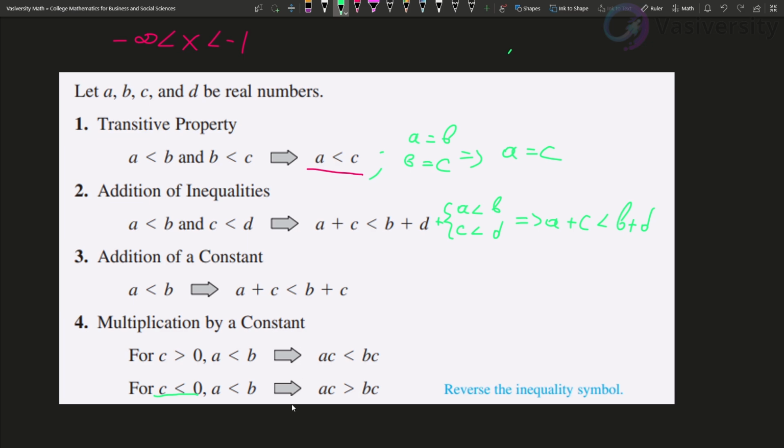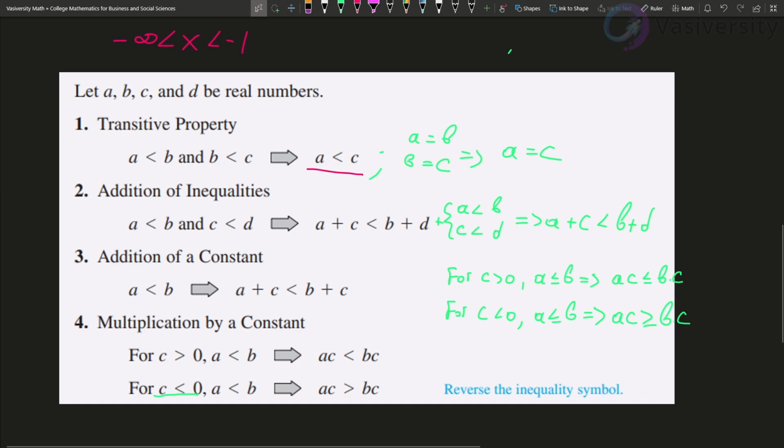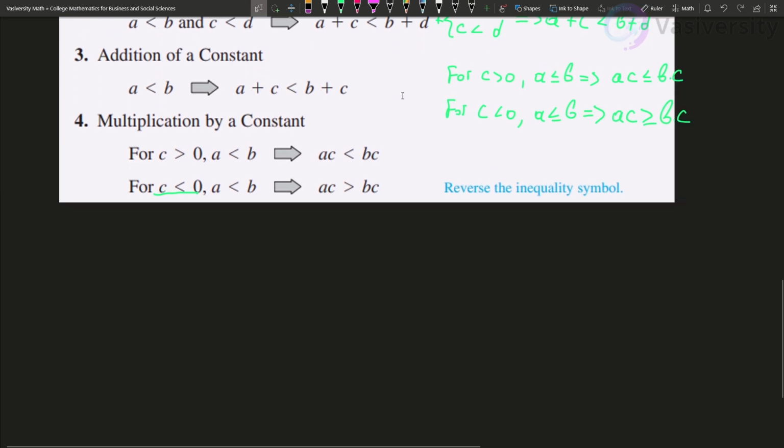And of course, the same thing would apply to inequality. So if, let's say, for c greater than 0, a is less than or equal to b, that would be the same thing as a times c less than or equal to b times c. Okay, but for c less than 0, a less than or equal to b, that would become a times c greater or equal to b times c. Okay, that is important. So this is essentially the properties. Let's go ahead and take a look at one more example, right?